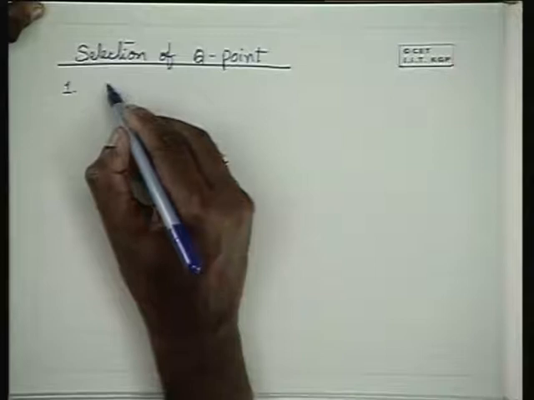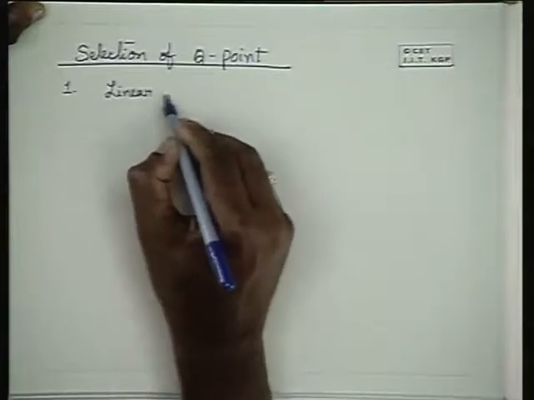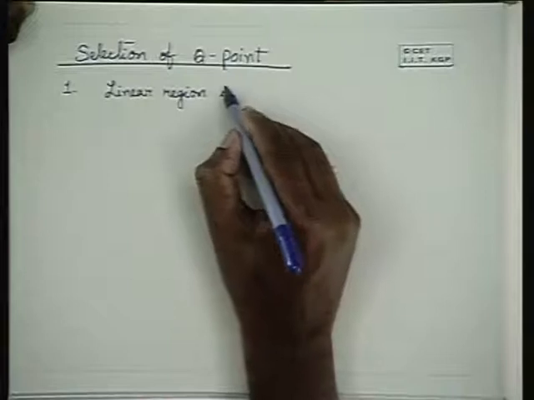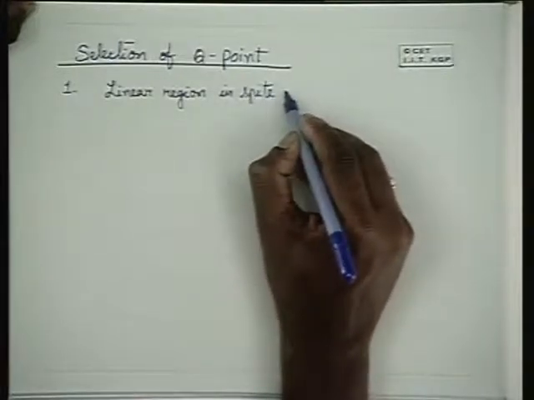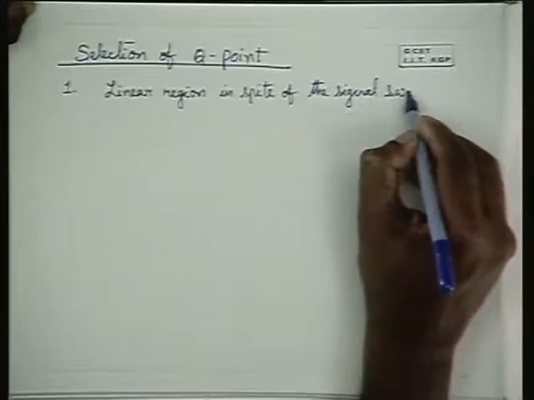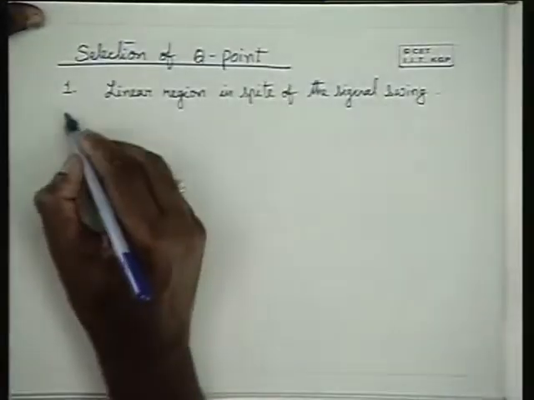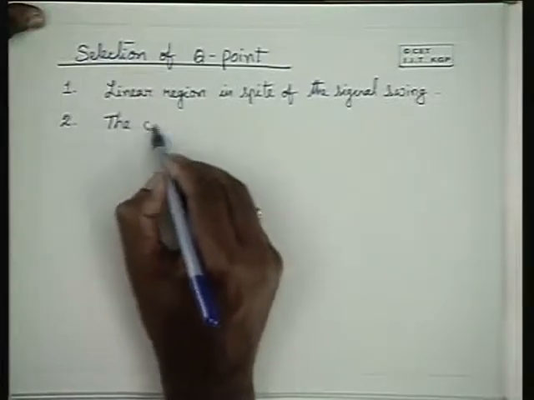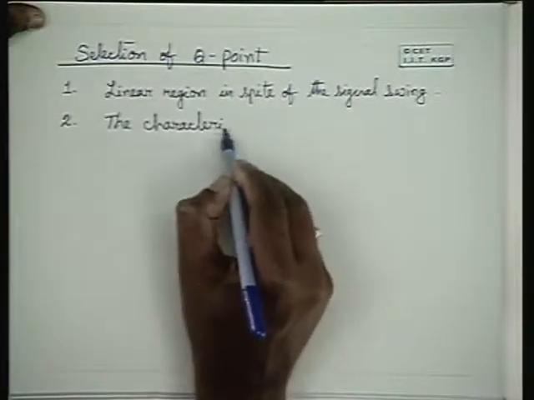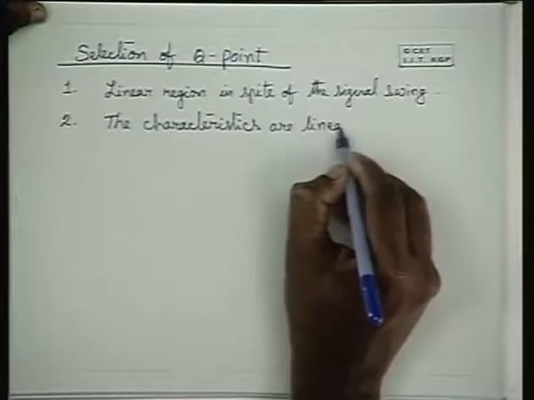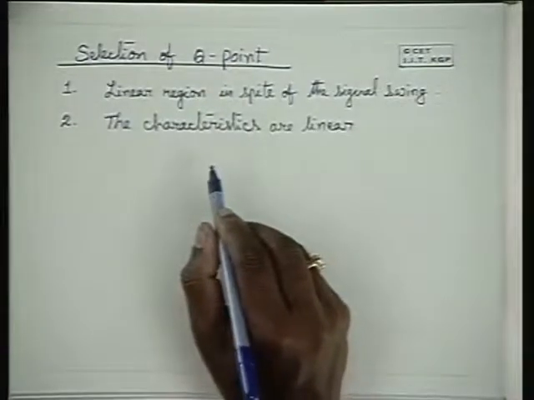You see that the transistor operates in the linear region, in spite of the signal swing, and the characteristics are linear around the quiescent point. You should see that the characteristics are linear around the quiescent point.